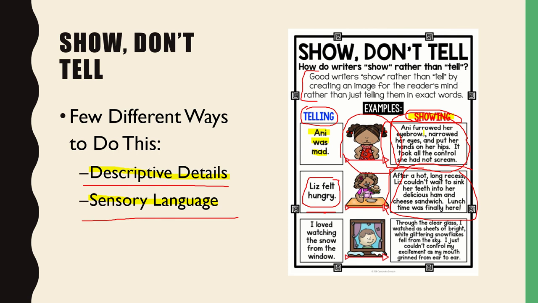So good writers show us information and details rather than telling us, so that we can create an image in our head. A lot of times I say that in class, when you're reading something, tell me about the picture that's showing up in your head. That's what our descriptive details are going to be, and that's what we're going to show and don't tell.